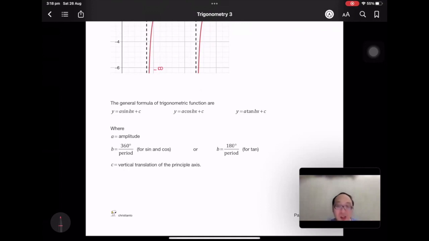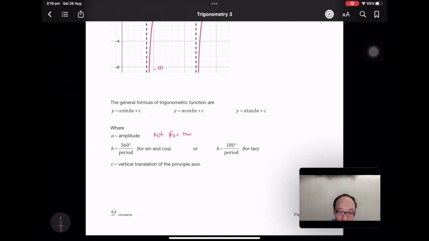Now, we can have the general formula for the trigonometric functions. We have y equals a sine bx plus c, y equals a cos bx plus c, and y equals a tangent bx plus c. And I put the note here, a will be the amplitude except for tangent, because tangent has no amplitude. b is related to the period. So that's why it's 360 degrees divided by the period for sine and cos, but 180 for tangent, because tangent has a period of 180. And c is the vertical translation of the principal axis.